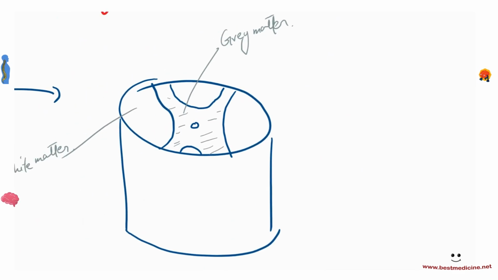Remember what kind of neurons would be present inside the spinal cord? Those would be the relay neurons, okay? The relay neurons are present here. So that's a relay neuron.